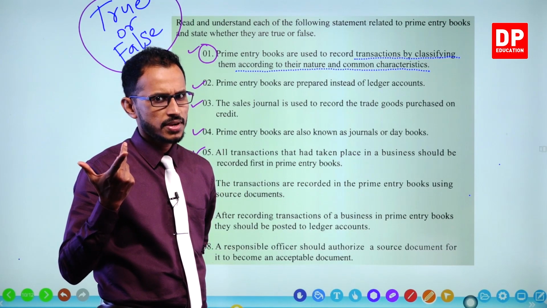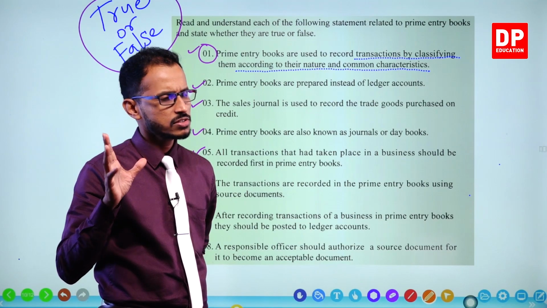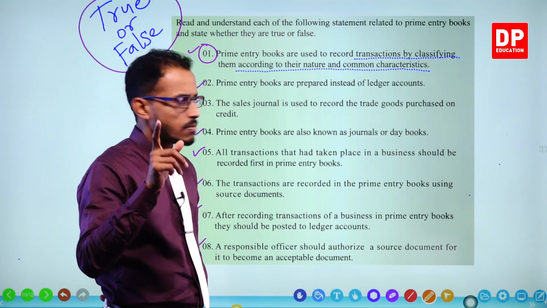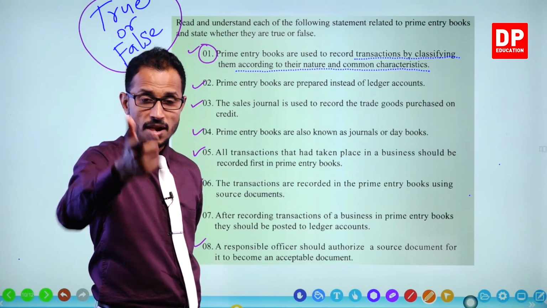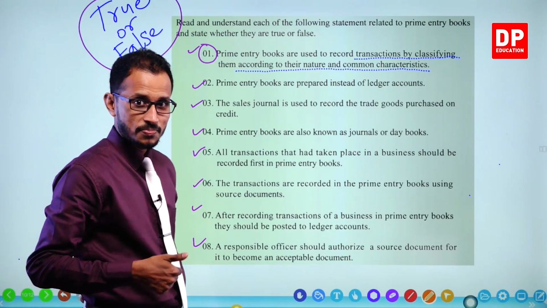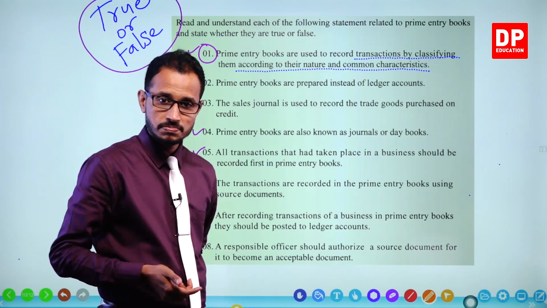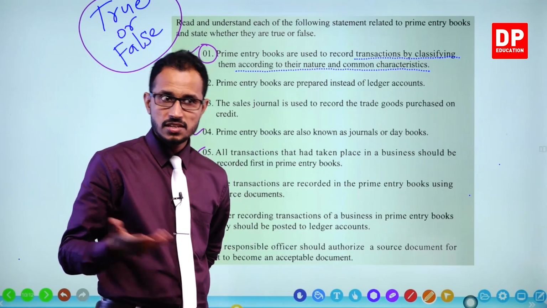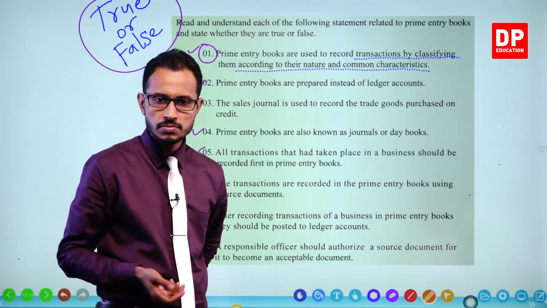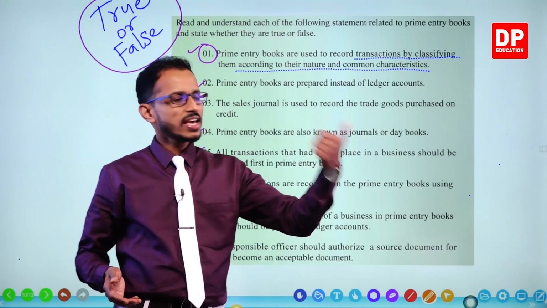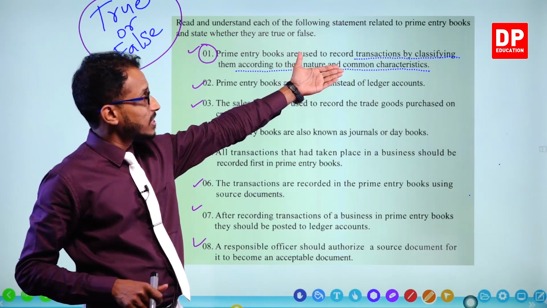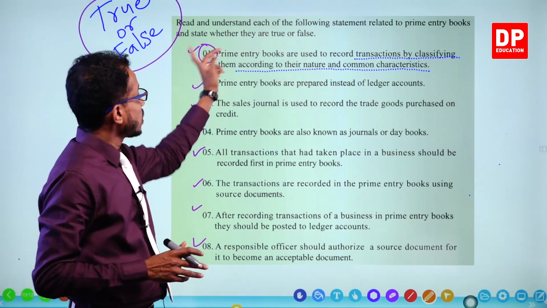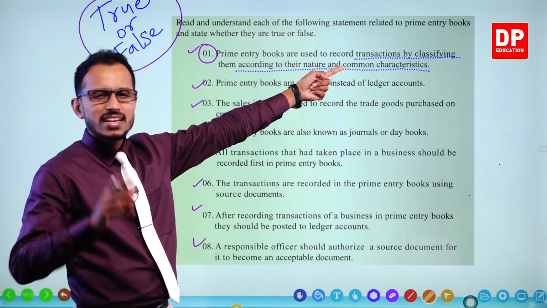Okay, I'm hearing the answers now. A lot of answers. Yeah, somebody said cash book. Cash book, that is the prime entry book. That's correct. Paying off rent, paid building rent, let's say 20,000 or 25,000. It's a cash payment, it should go to the cash book. So considering the nature of the transaction, you categorized the transaction and recorded it in the relevant prime entry book.